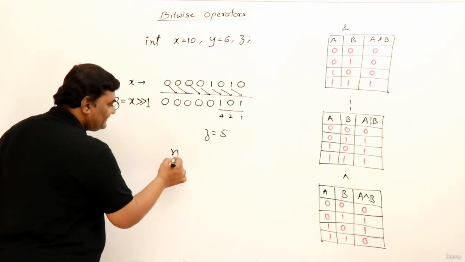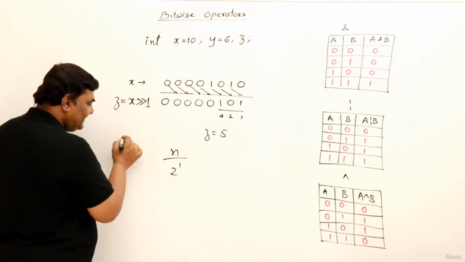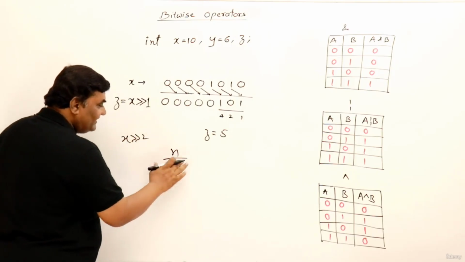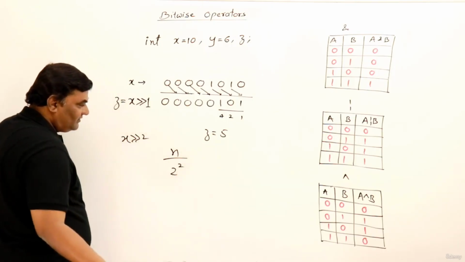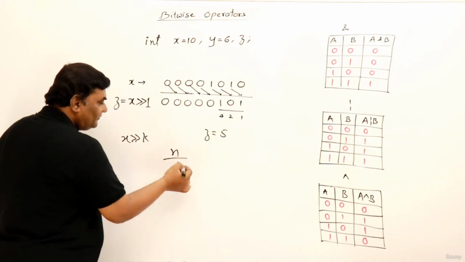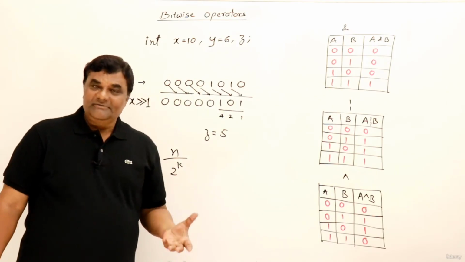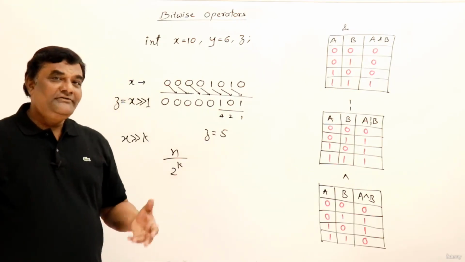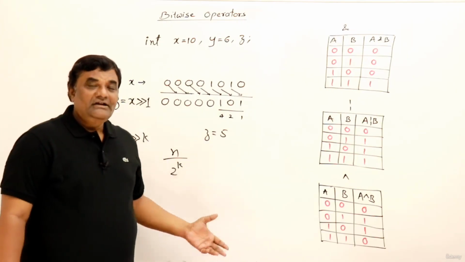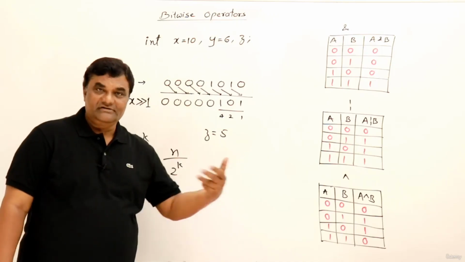So whatever the number is, divided by 2 power 1. If you right shift by 2 places, then it will be divided by 4. So by k places, it will get divided by 2 power k. So remember this. If you want to divide the number by powers of 2, instead of doing an arithmetic operation, you can directly use the bitwise operation, that is right shift.